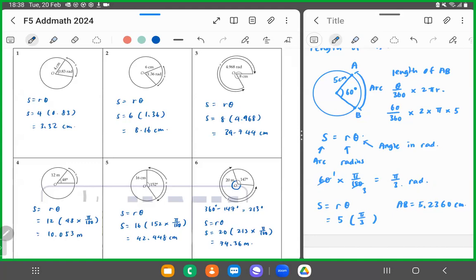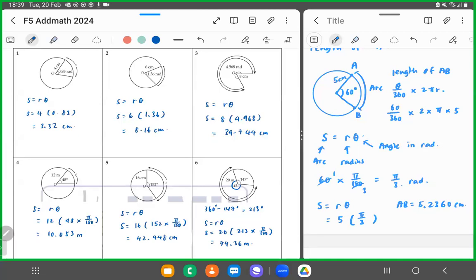Okay, so far, any questions for number 1 to 6? Yes, the theta is always in radian. Other things will be in degrees, that one will be different. For this formula, S equals R theta, this theta is always in radian. Okay, no problem. If there's no problem, then we proceed to the next part.